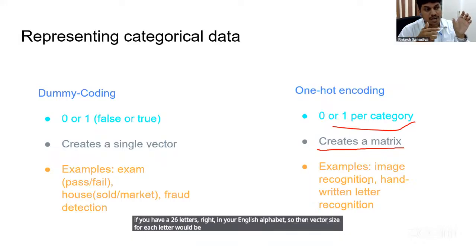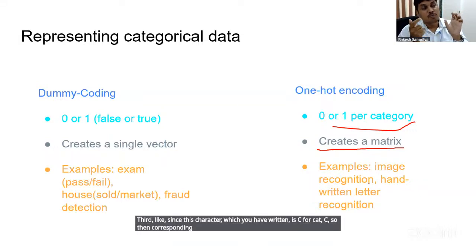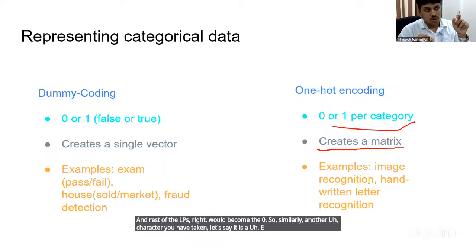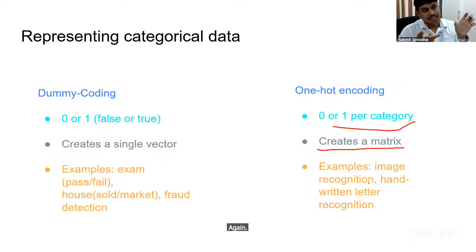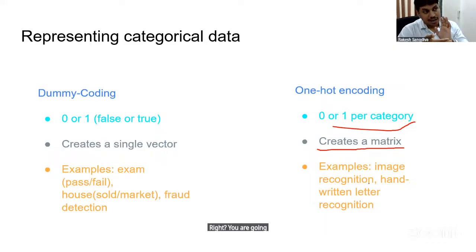In this particular vector, since the character you have written is C, the third entry would be 1 and the rest of the entries would become 0. Similarly, if another character you have taken is E, it is the fifth character, so again you take one vector of size 26, the fifth entry becomes 1, and the rest of the entries remain 0. So corresponding to each category, you are going to have the value 1.